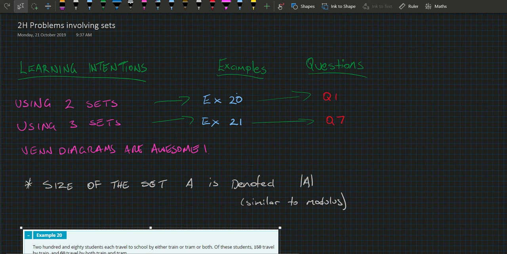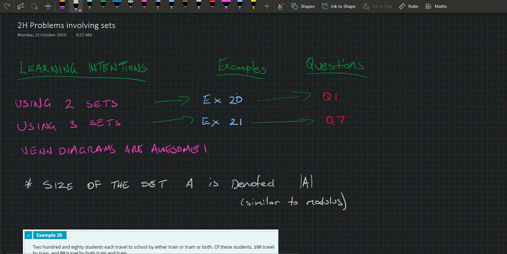Okay, this exercise is just giving 2 examples as your warm-up. There's no great new information. Just remember from the earlier exercise in this chapter that if I'm talking about the size of a set A, it's denoted with these 2 signs, very similar to the modulus function, okay? So that's the size of A.